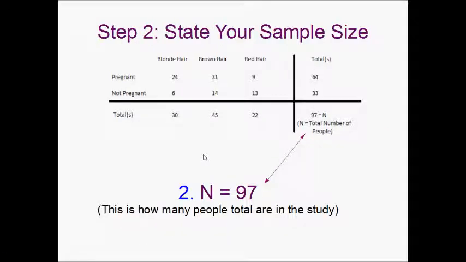Step 2 is to state our sample size. Our sample size for a chi-square problem is in the bottom right corner. This is the total number of people in the sample. As you can see for this one, we have 97 people in this particular study. So all you do for step 2 is put n equals the total number of people in the study.